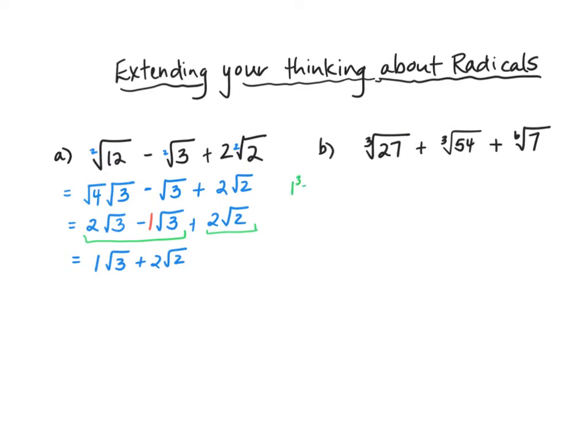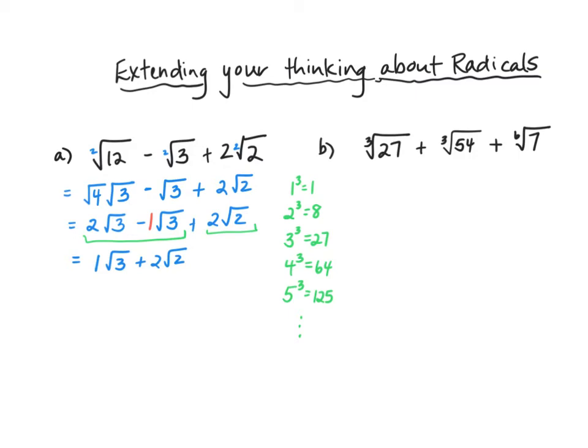So if I had 1 cubed, that's 1. If I had 2 cubed, that's 2 times 2 is 4 times 2 is 8. 3 cubed is going to be 3 times 3 is 9 times 3 is 27. 4 cubed is going to be 4 times 4, 16 times 4 is 64. Let's do one more. 5 cubed is 5 times 5 is 25 times 5 is 125.